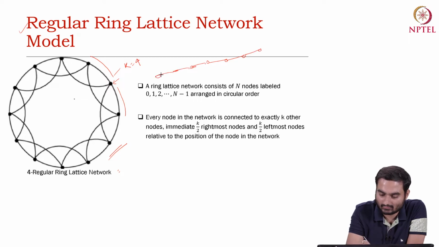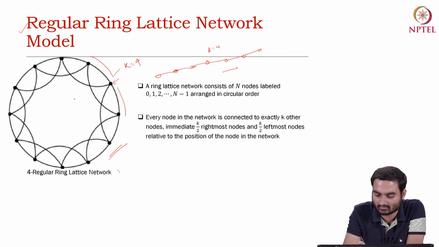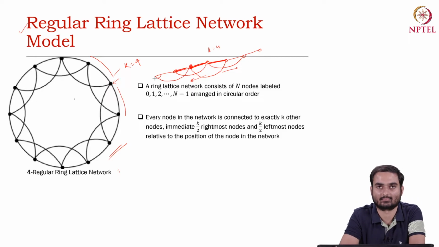Okay, so say for this particular node, if k equals 4, it means that it is connected to 2 nodes on the right side and 2 nodes on the left side. So this is one such connection, this is another such connection. Okay, and this is one such connection, this is another. In this way, similarly for this node, it is connected to this node already, so it will also be connected to this node, these and these. Okay, and so on and so forth. So this example is for k equals 4.